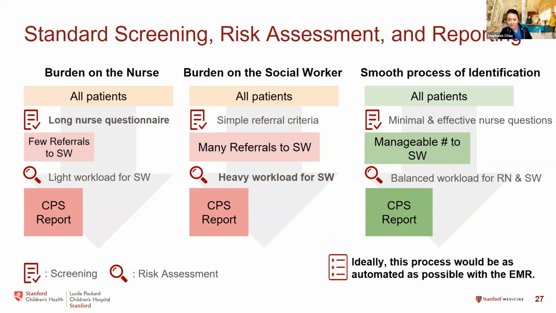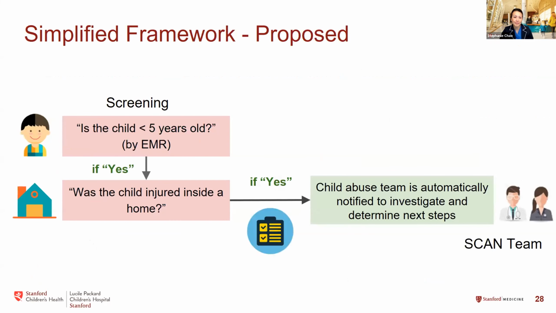overworked social work system. So in the final process that we came up with, we really wanted a minimal but effective nurse administered questionnaire that would generate a manageable number of patients to social work to evaluate, which would then create a very balanced workload between the nursing staff and the social work staff. So it's a lot of work to come up with a very simple framework, but that's what we were shooting for. So the very simplified proposed framework was looking at whether or not the child was simply under the age of 5.